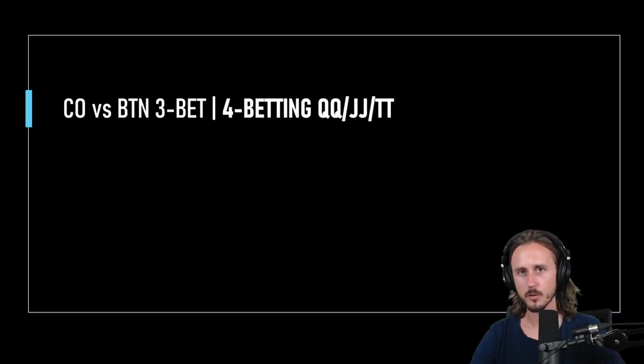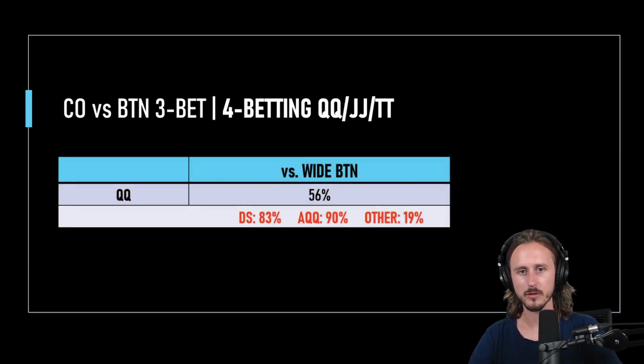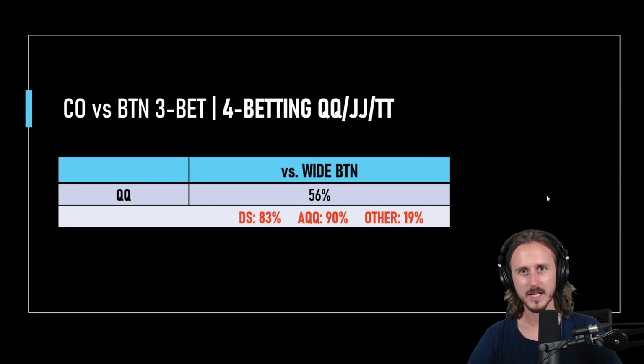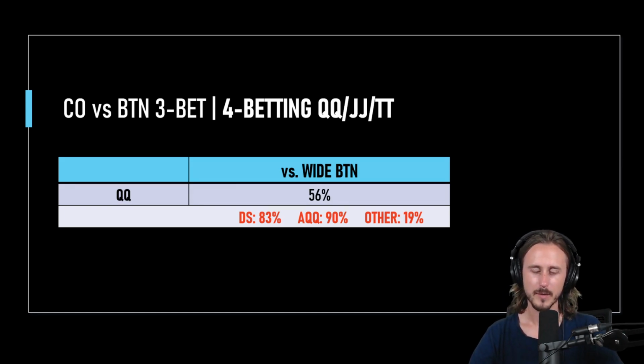So what hands are we 4-betting here? Let's first of all look into the queens. So we know that we are 4-betting 56% of the time here with all queens. You can see it here. Now, if we break this down a little bit further to make it better understandable for ourselves, we can see that double suited queens are being 4-bet 83% of the time.